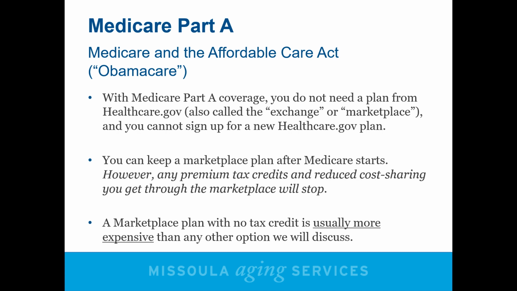So for example, I put this in the healthcare.gov website. A 64-year-old making $30,000 per year can get a tax credit, so their marketplace plan would be only $109 per month. After Medicare starts, they'd have to pay their full premium of $467 per month. So pretty steep, and for a lot of people, that's not going to be competitive with basically any other option we're going to talk about here.